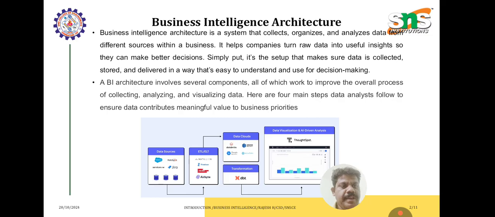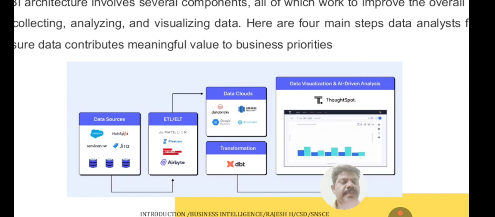That will be useful for decision making. And in another aspect, a BI architecture involves several components, all of which work together to improve the overall process of collecting, analyzing and visualizing the data. There are totally four main steps in data analysis to follow to ensure data contributes meaningful value to business priorities.